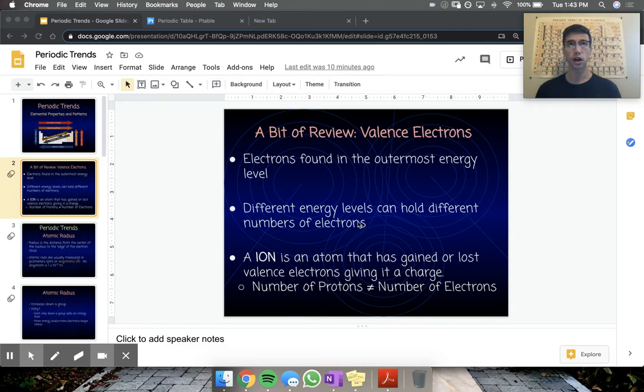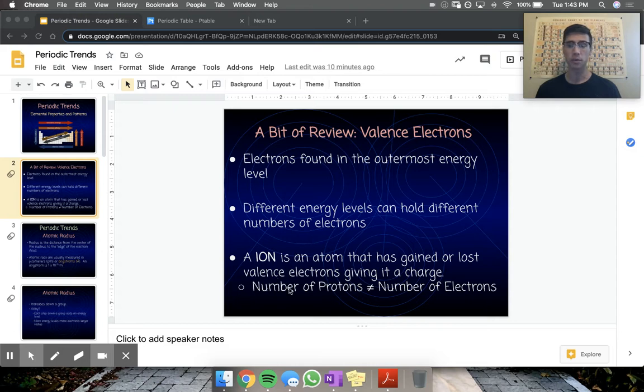The first period on the periodic table just has two elements, hydrogen and helium. So the first energy level, when we're talking about Bohr models of atoms, only has two electrons in it. They're only valence electrons if we're talking about hydrogen or helium, because once we move on to other atoms, those electrons are still there, but they're not in the outermost energy level, so they're not considered valence electrons. Okay, so keep that in mind.